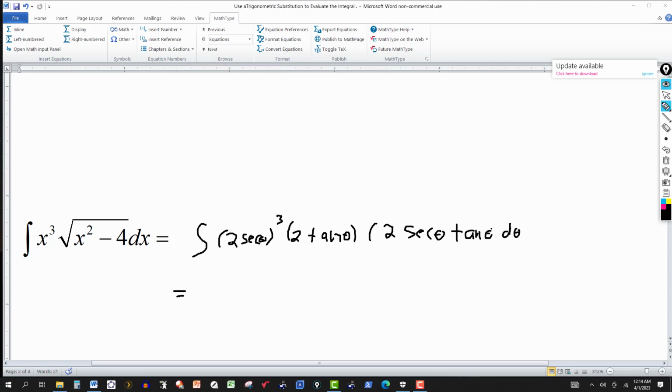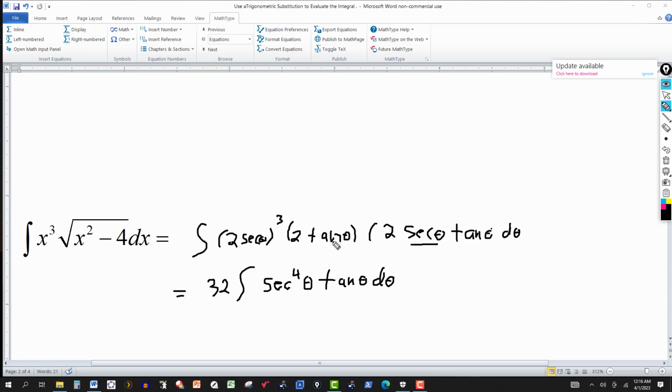So let's go through this. So you got 2 to the third here, that's an 8, and then 2 more, that's 16, and then times 2 more, that's 32. I'll put the 32 out here, and that's going to be the integral of, and then we have secant to the third, and then we have another secant over here, so this will be secant to the fourth theta, and then we have a tangent theta, d theta.